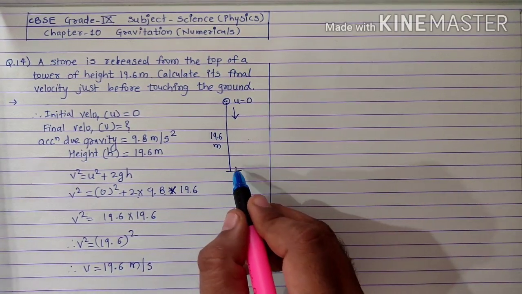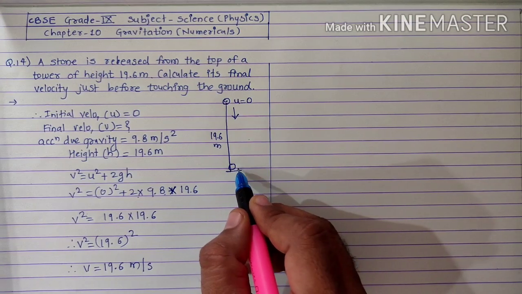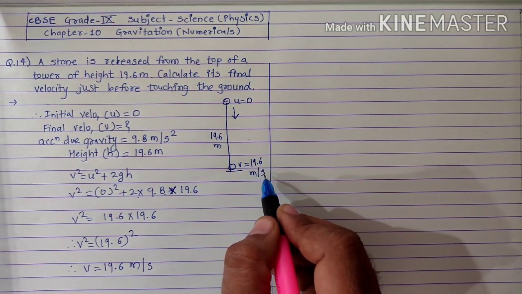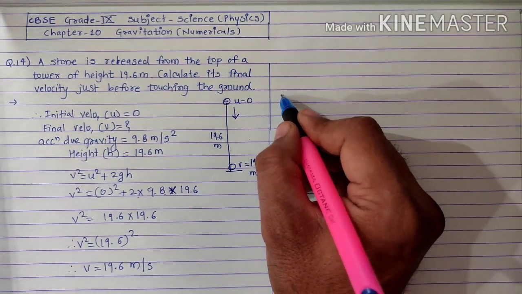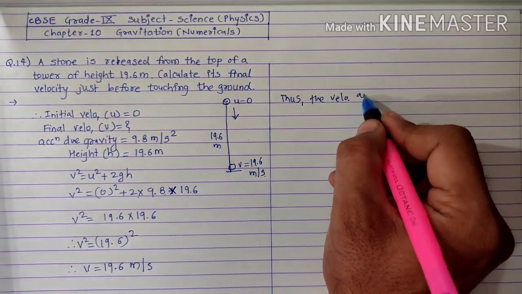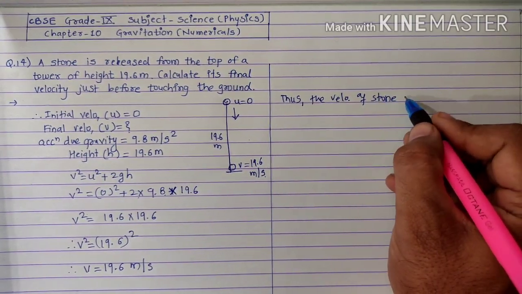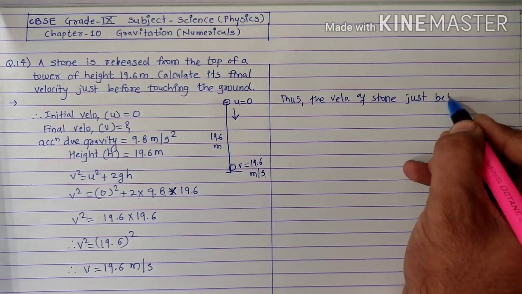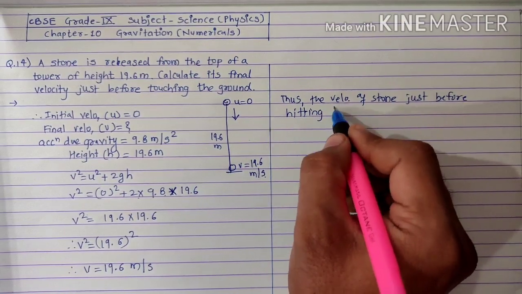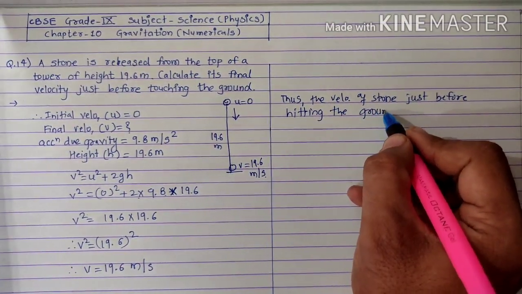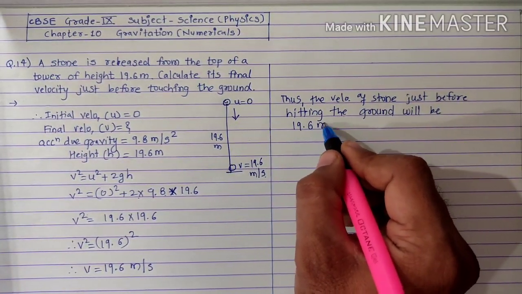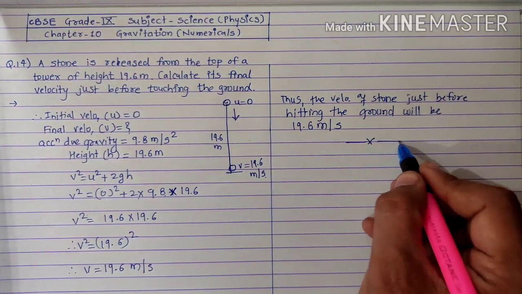So when it falls, just before reaching the ground, its velocity v will be 19.6 meter per second. So we'll write here: thus the velocity of stone just before hitting the ground will be 19.6 meter per second. Hope you understood this one.